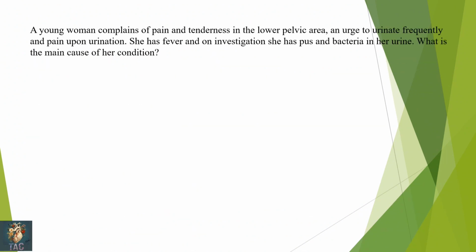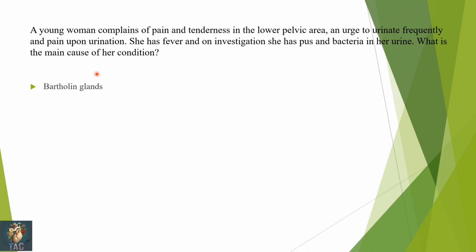Next, a young woman complained of pain and tenderness in the lower pelvic area, and an urge to urinate frequently and pain upon urination. So look, this is pain and tenderness in the pelvic area, urge to urinate frequently and pain on urination. She has fever, and on investigation she has pus and bacteria in her urine. So what is the main cause of this condition?